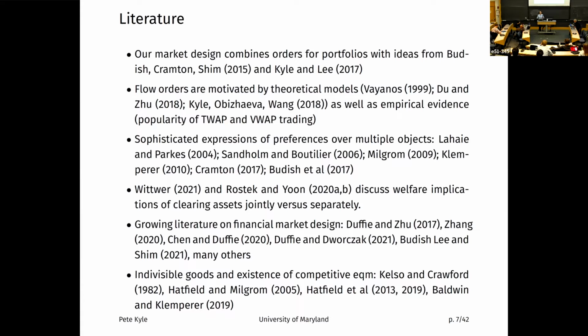There's one set of literature that looks at sophisticated expressive preferences over a wide range of multiple objects. We're kind of running orthogonal to this. And then this is what Milena talked about. And also Marzena Rostek has papers that are related to discussing whether you clear assets jointly or clear assets separately, and what the welfare consequences of that are.